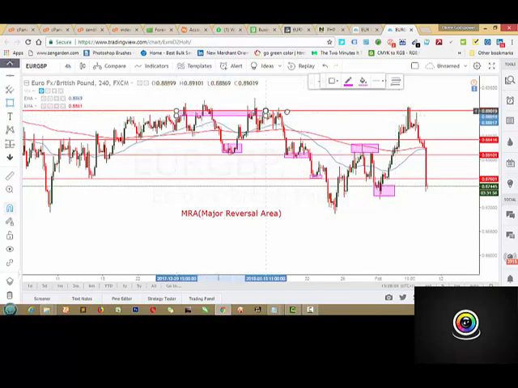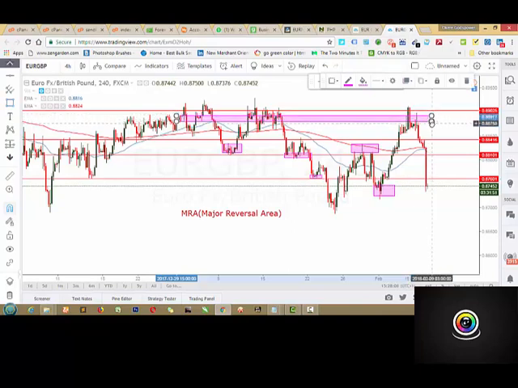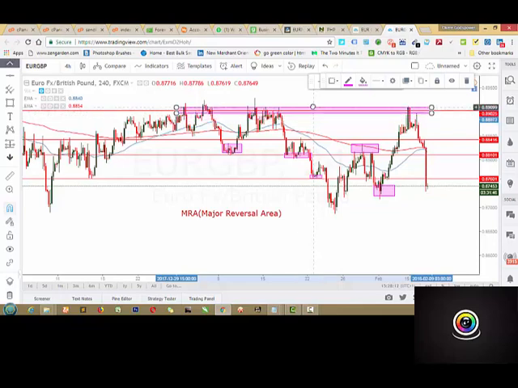Now, some people call it key levels. They are also called key levels in the market. They are levels that every trader has to observe, every trader has to look at.